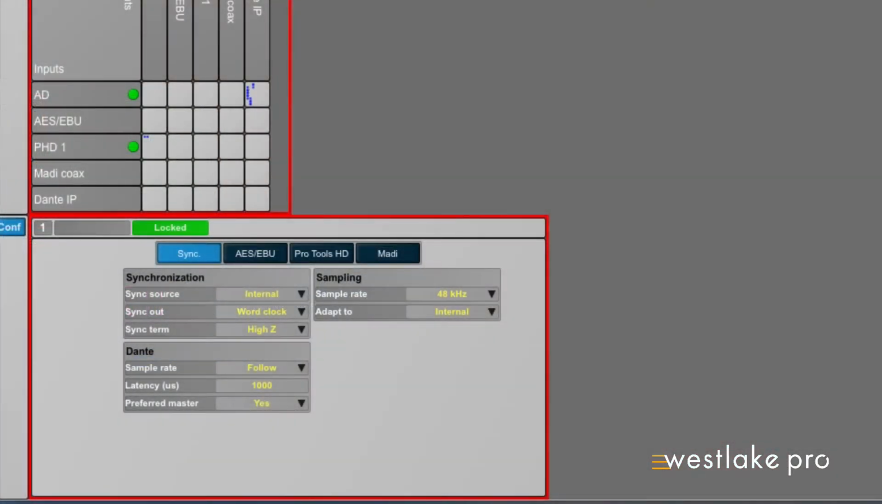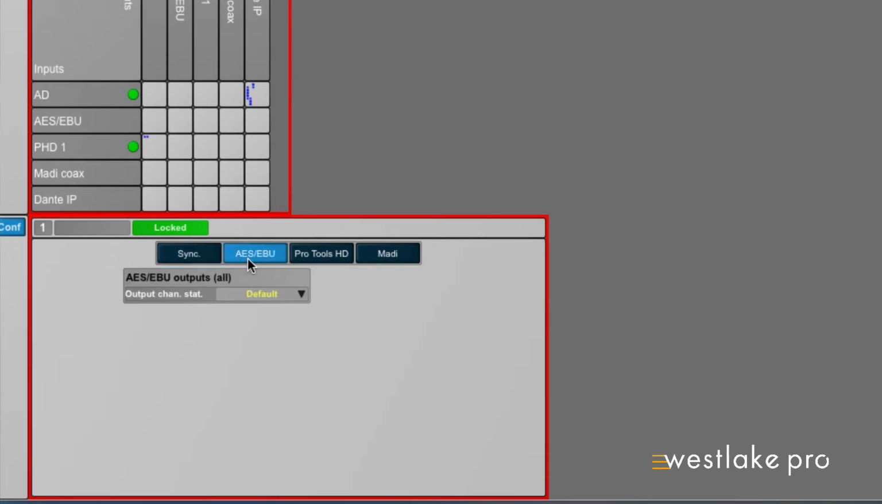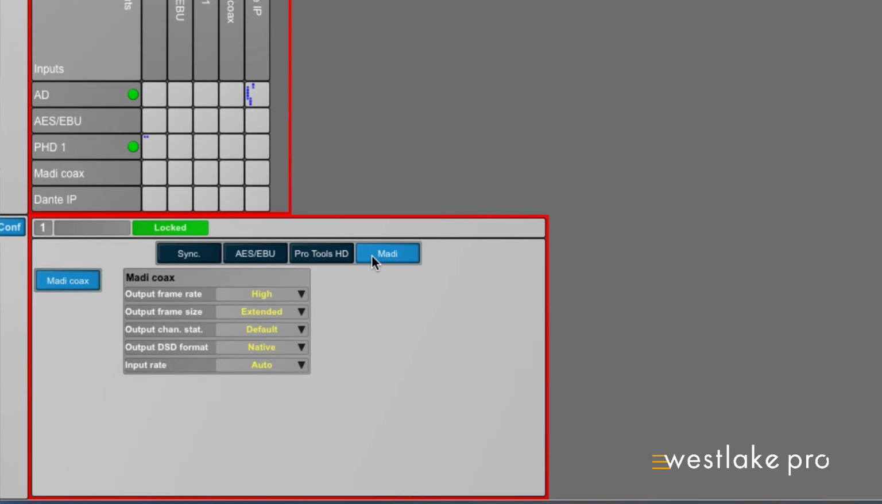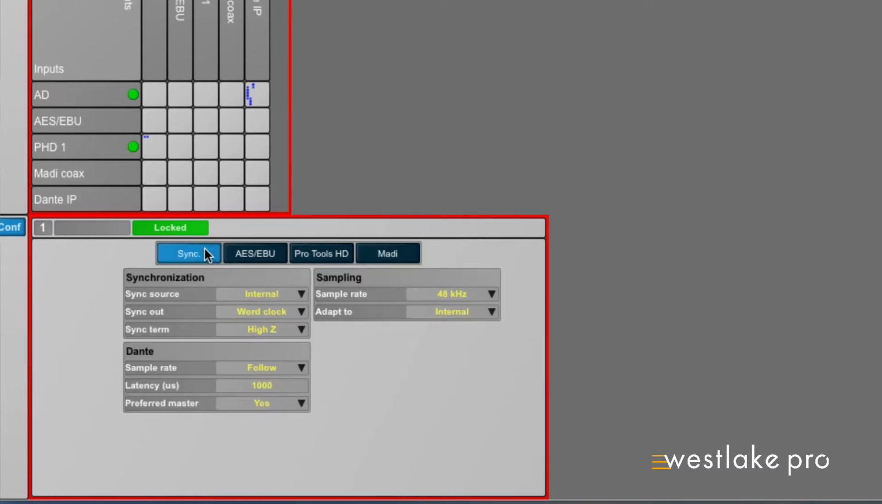At the very bottom part of the DADman GUI, there is a General Settings section. There are 4 tabs labeled Sync, AES EBU, Pro Tools HD, and MADI. The Sync settings part of the GUI is where you change sample rate and clocking settings. You can set the following parameters: source, sampling rate, adapt to, DANTE rate, word clock out, and sync termination. Please note that DADman will only show the settings that are relevant in the given configuration.